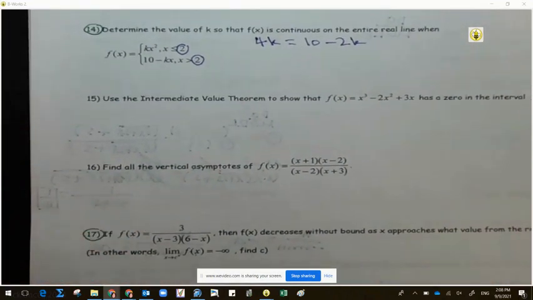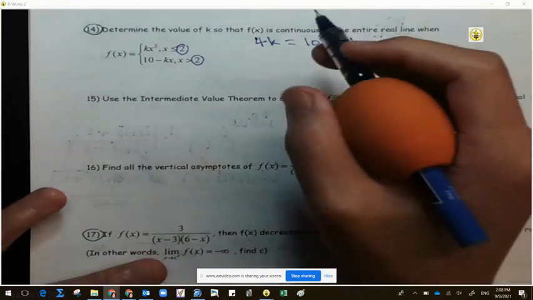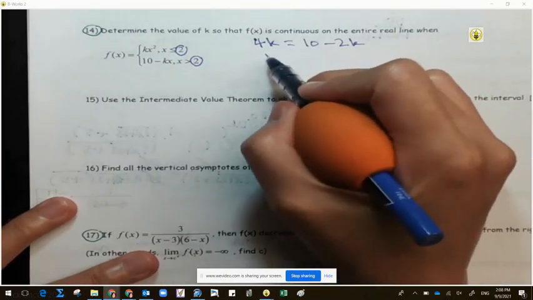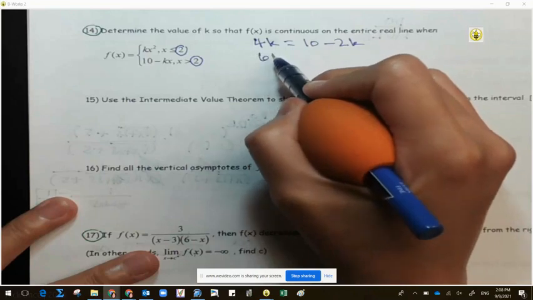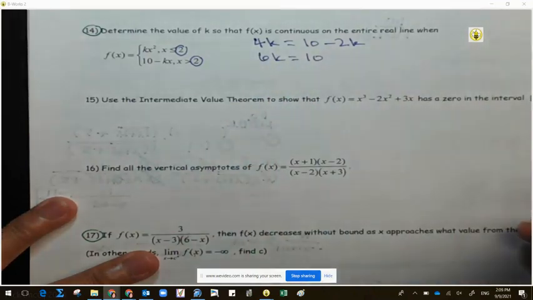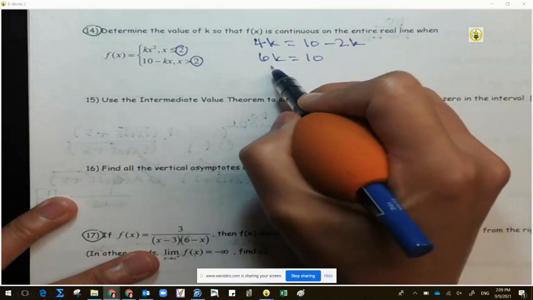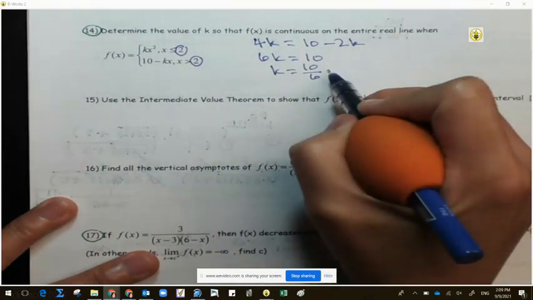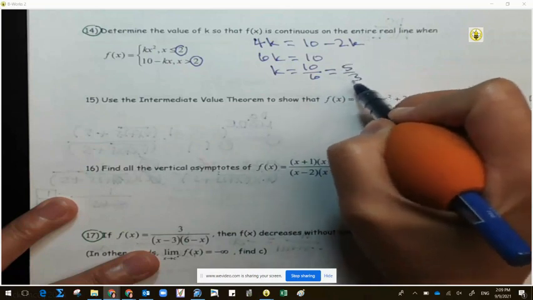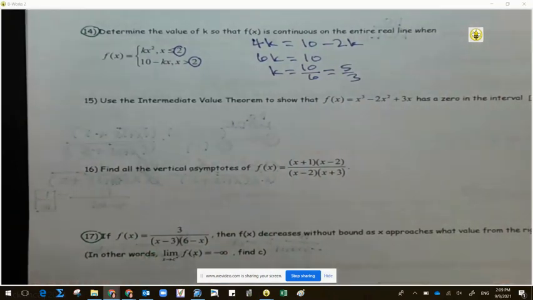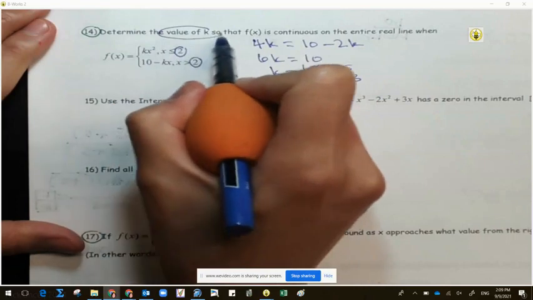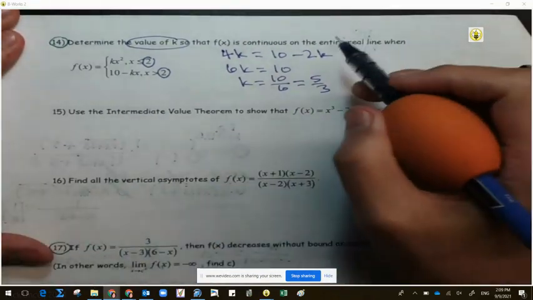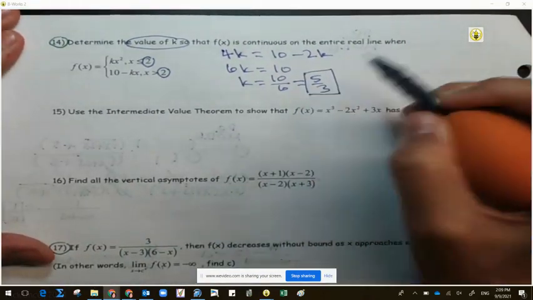Are we okay with where the 4 and the 2 is coming from? Plug in the 2 into the x's. Then we want to solve for k. So I get 6k is equal to 10. And my last thing is k is equal to 10 over 6. I'm going to leave it as a clean fraction, 5/3. So determine the value of k. When is it continuous in this graph? It is when k is equal to 5/3.